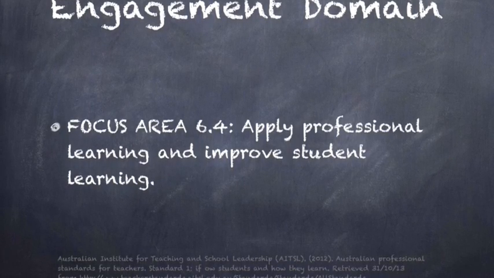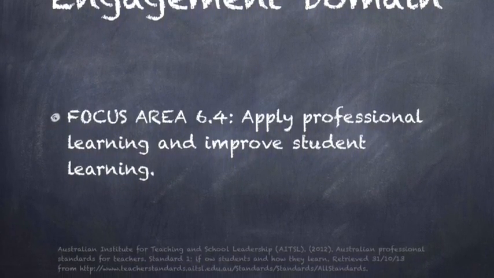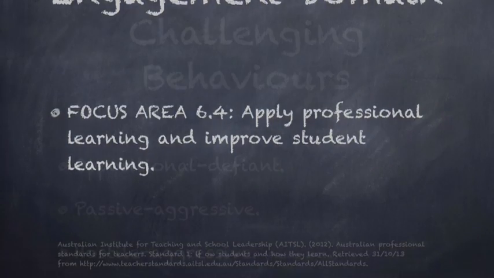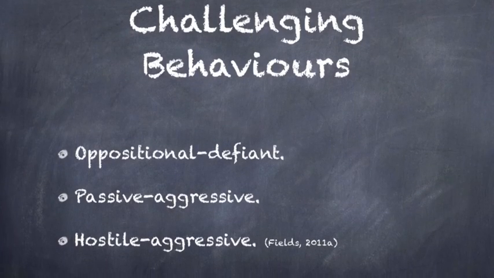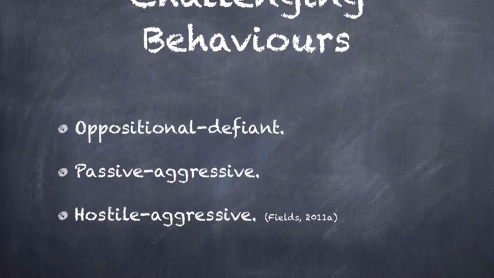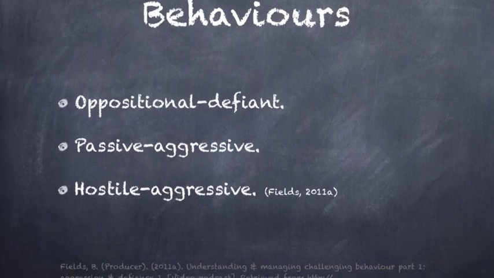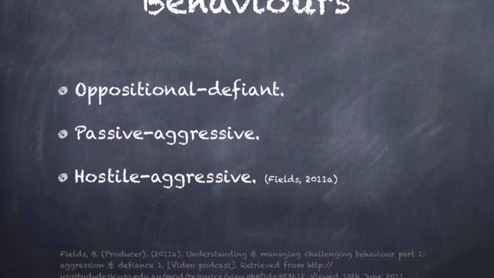When developing a plan for dealing with an oppositional defiant student, it is best to first get a picture of what exactly we're dealing with. Oppositional defiant disorder, or ODD, is one of the 3 main disruptive behaviours often described as challenging behaviours, the other 2 being hostile-aggressive behaviour, often manifesting as a conduct disorder, and passive-aggressive behaviour.